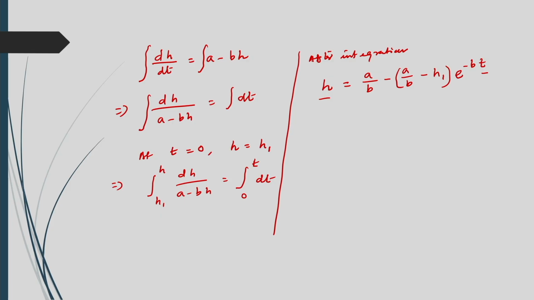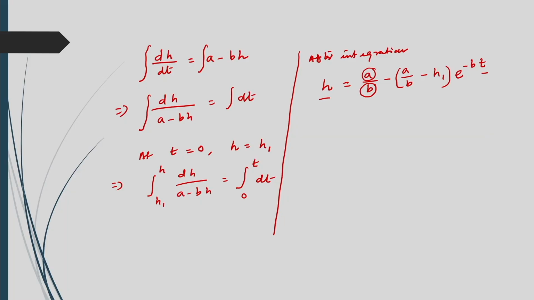Now, that depends on this input and output flow rate, and also on the constants A and B here. This A is the input flow rate and B is the coefficient at the outlet flow rate, that is, how the output flow rate depends on the height of the liquid inside the tank at any time t. So, that is B. And the initial height is H1.